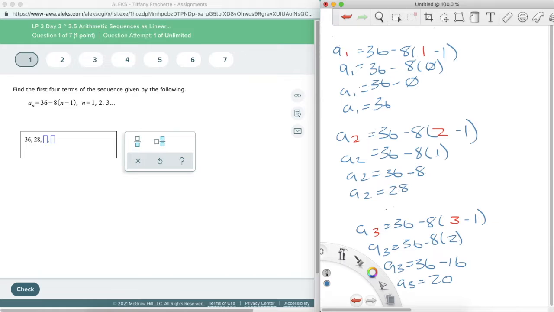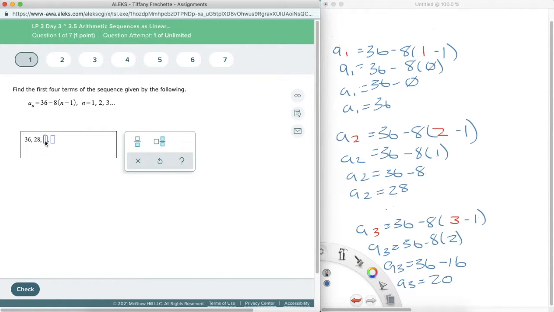I can see that. So I start with 36, I subtract 8, and I get to 28. I subtract 8, and I get to 20. Right? So now I can see that's my pattern. I'm changing by 8 each time. That's my constant of variation that we went over in our last section. We were talking about direct variations and constants of variation, meaning what is it changing by each time? In this case, it's changing by 8 each time.